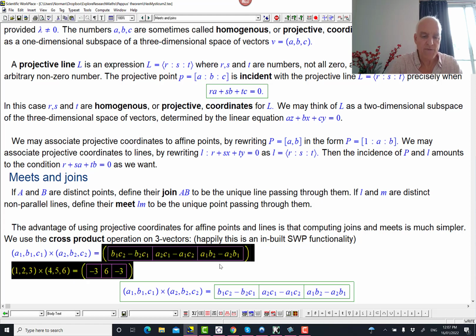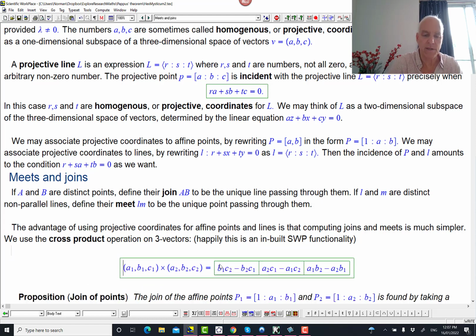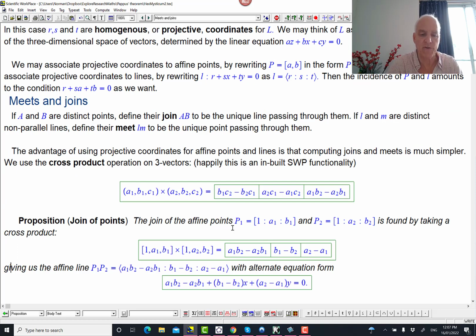Okay, so that's the definition of the cross product, and how do we actually use it? Well, there's these 2 crucial propositions. The first is the join of points proposition. That if you have 2 affine points, and we're writing them in this projective language, so P1 is 1 : a1 : b1, and P2 is 1 : a2 : b2. Okay, so here we have 2 affine points. Then their join is found by taking a cross product. We just take essentially the cross product of these vectors, okay, and there it is there. That's then the projective form of the corresponding affine line.